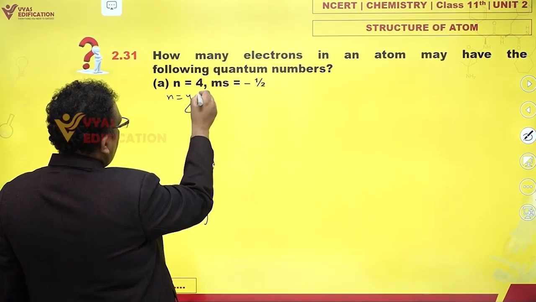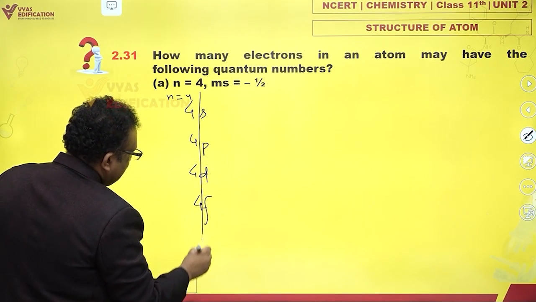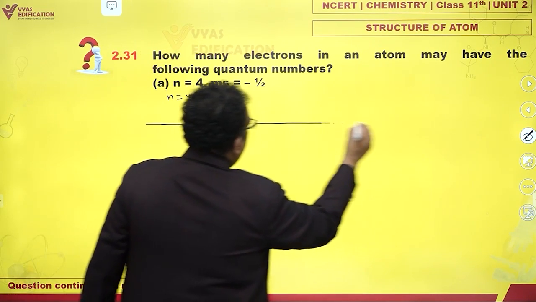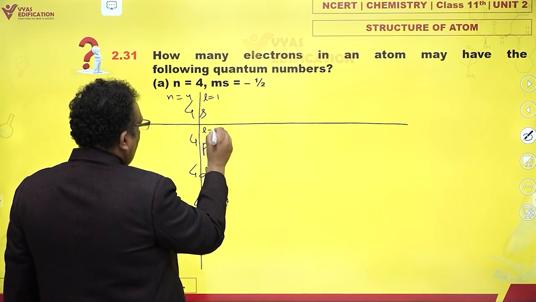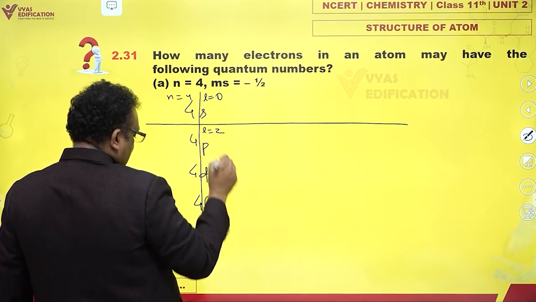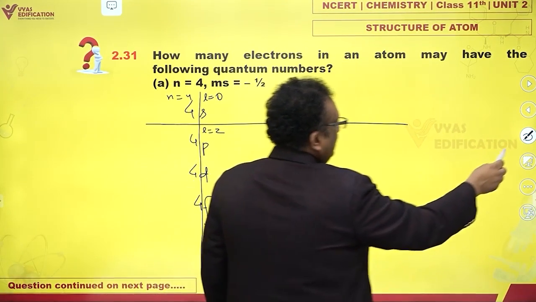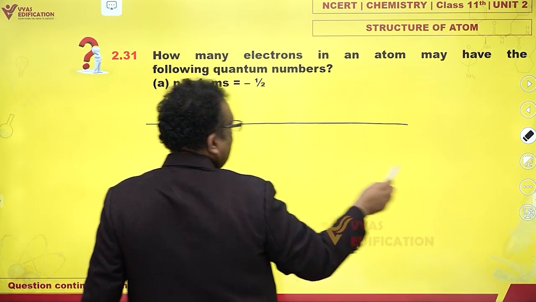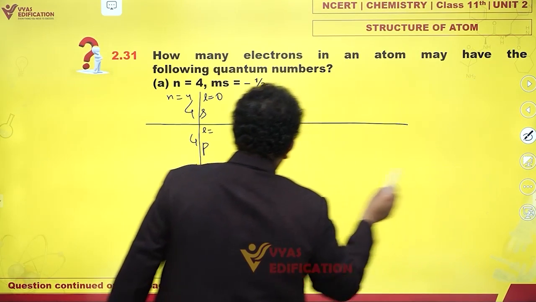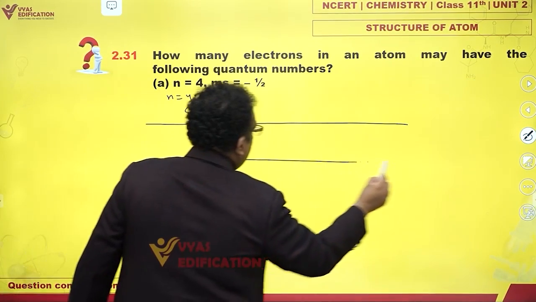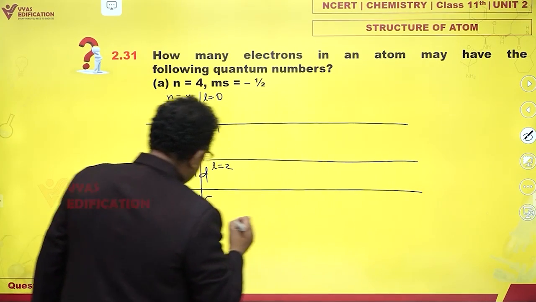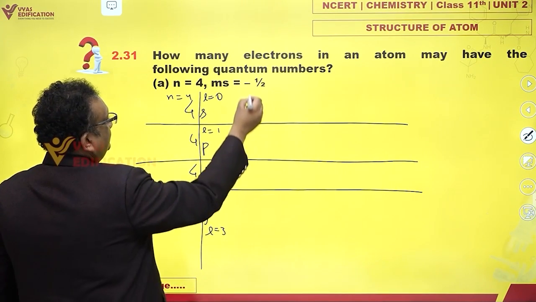n is equal to 4. Now L is equal to 1. Fine. In this case, L is equal to 2. Sorry, L is equal to 0. I'm so sorry, just slip of tongue. I'll just correct this. L is 0, and in this case, L is 1. And in this case, L is 2. And in this case, L is 3.